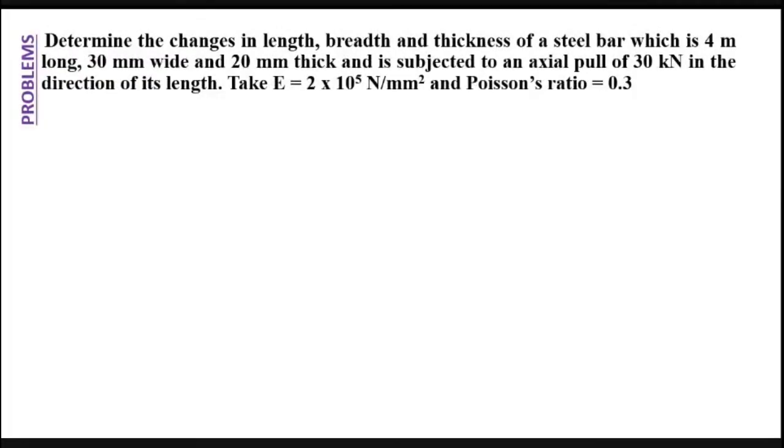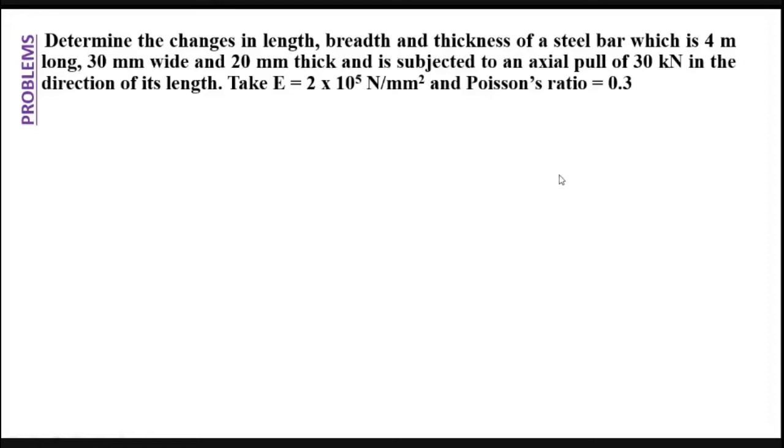The problem is like this: determine the changes in length, breadth, and thickness of a steel bar, which is 4 meter long, 30 mm wide, and 20 mm thick. So the length is 4 meter, your width is 30 mm, and your thickness is 20 mm. It is subjected to an axial pull of 30 kilonewton in the direction of its length. So they mentioned clearly that this force is applied in the direction of the length. Okay. The Young's modulus is given as 2 into 10 power 5, and Poisson's ratio is also given. It is equal to 0.3.